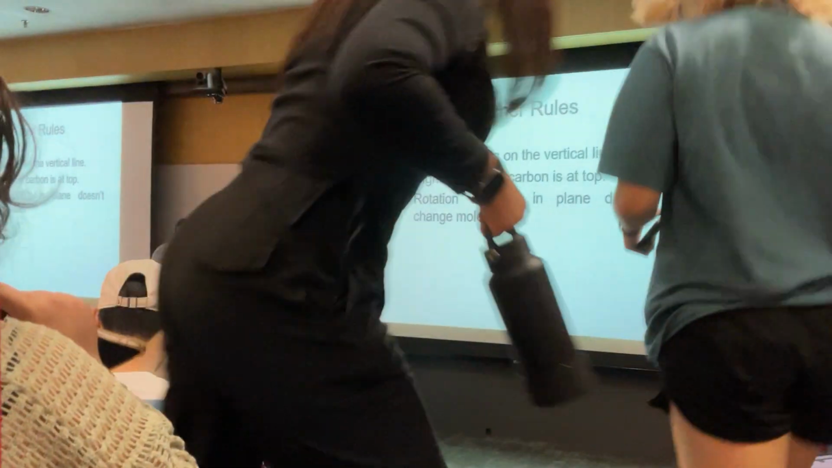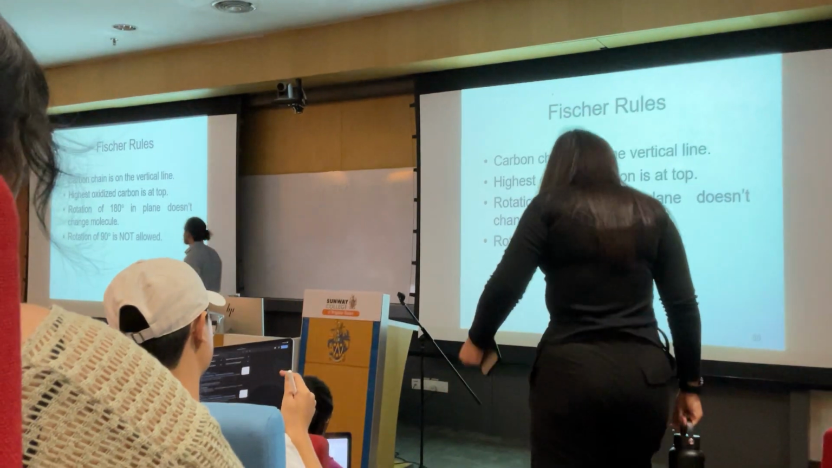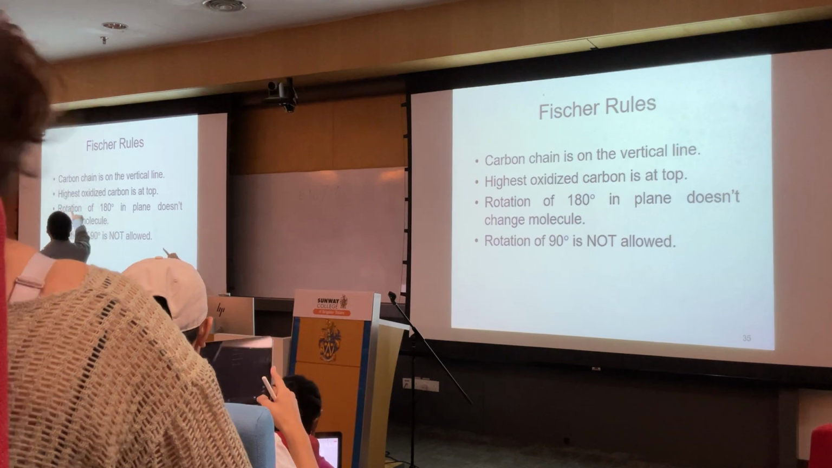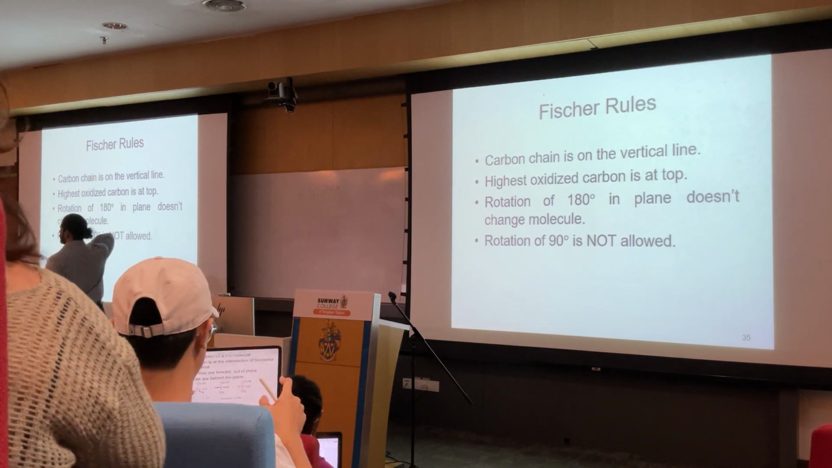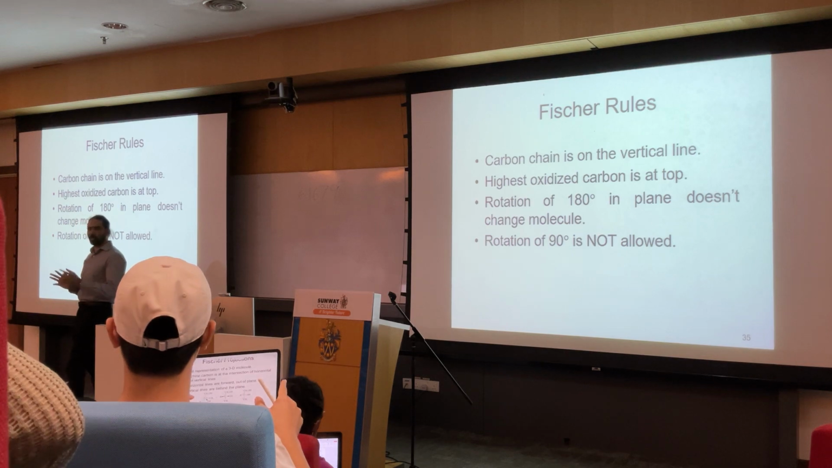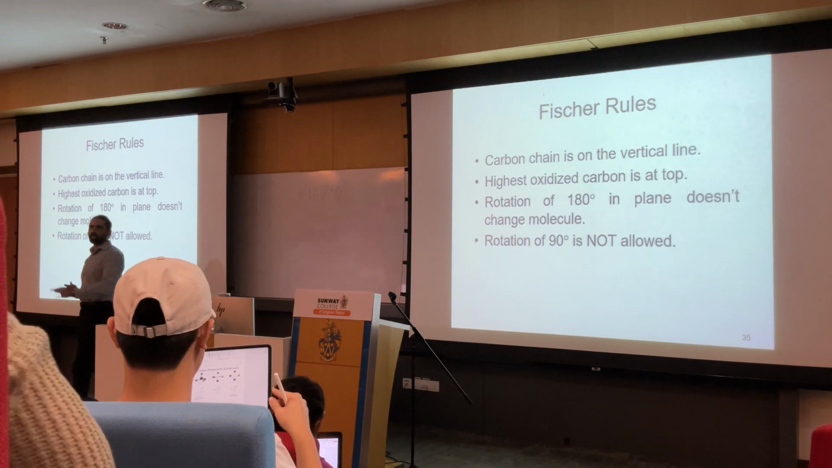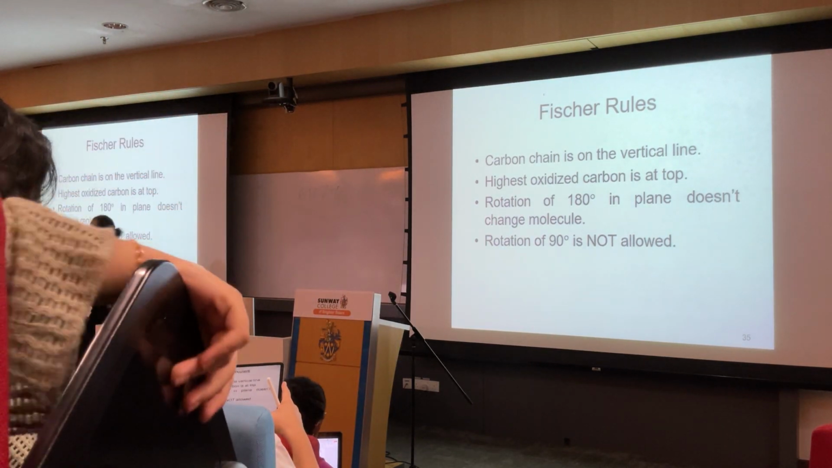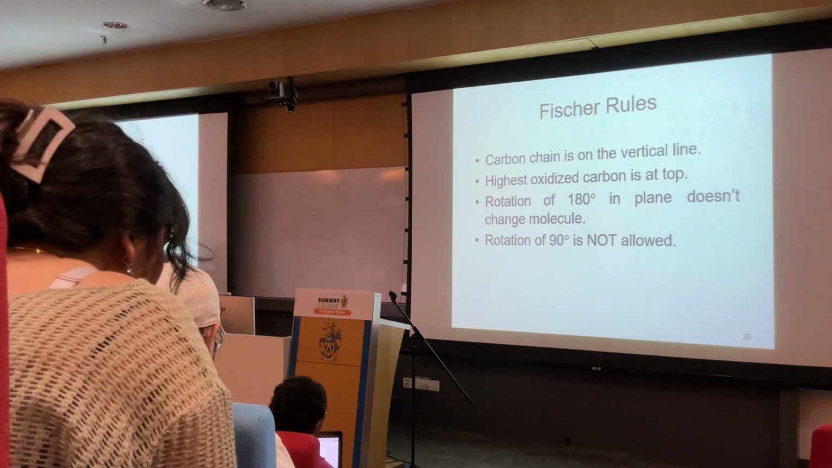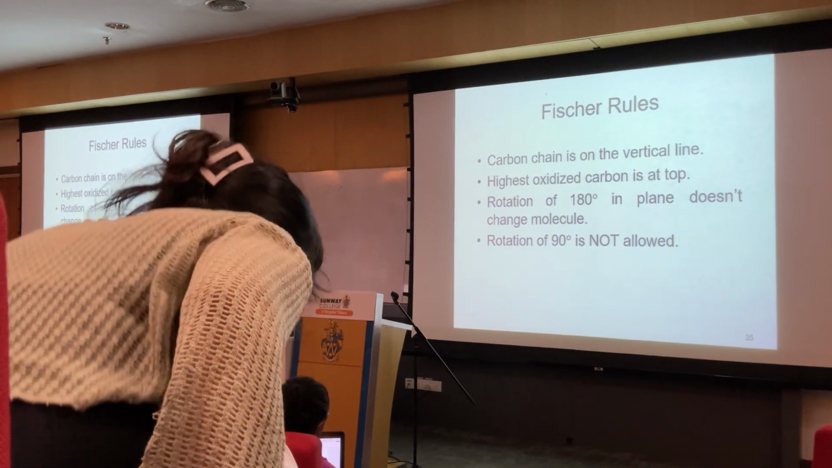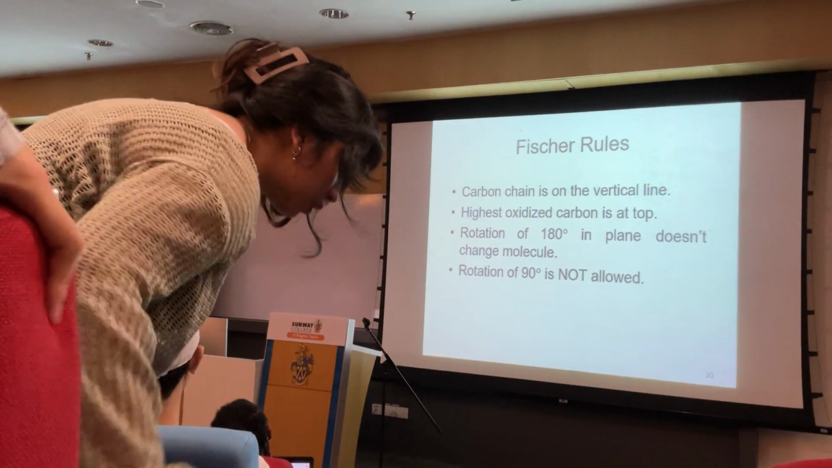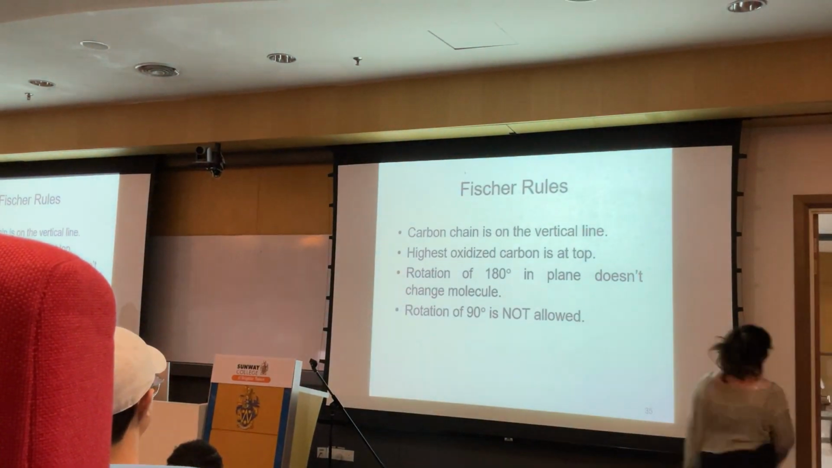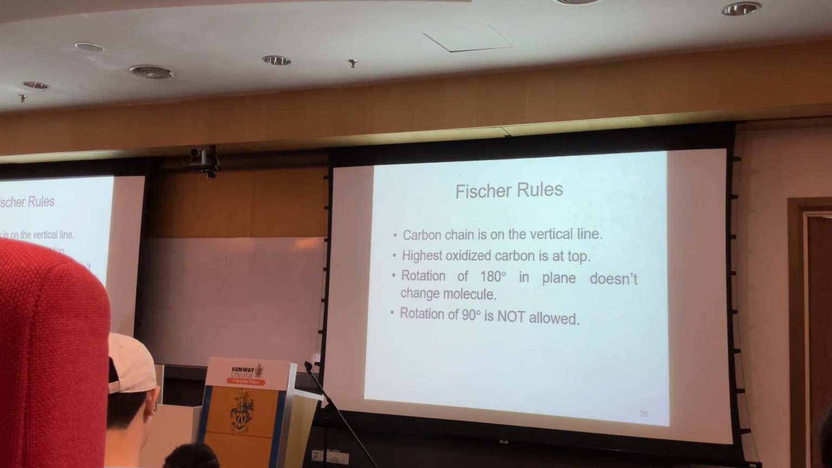Okay, so when you are writing your Fischer projection, these are the points of consideration. First is that the carbon chain is on the vertical line. The longest carbon chain which you will see in the molecule will always be on the vertical line. Second thing, the highest oxidized carbon would always be placed at the top of that vertical line. When I say oxidized, that means the functional group which has more oxygen, generally speaking. So like carboxylic acid or aldehyde or ketone or those things.